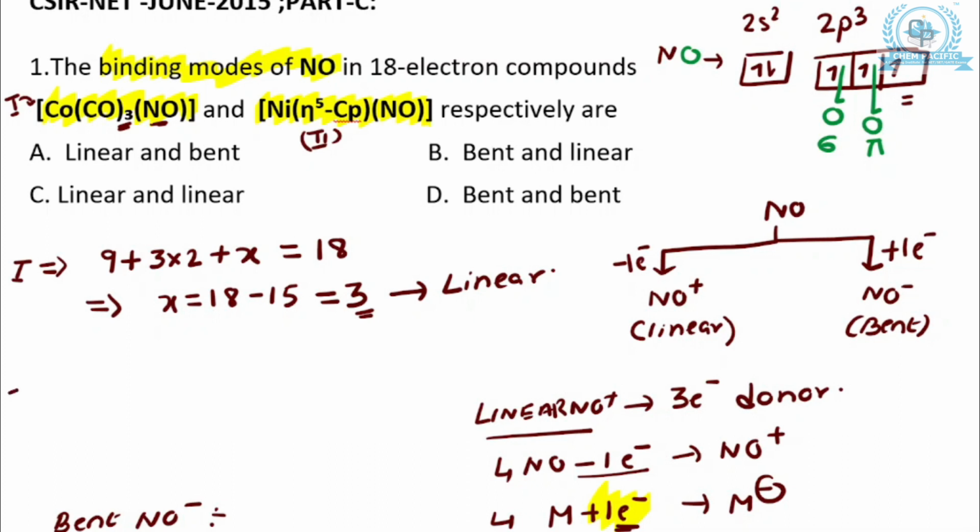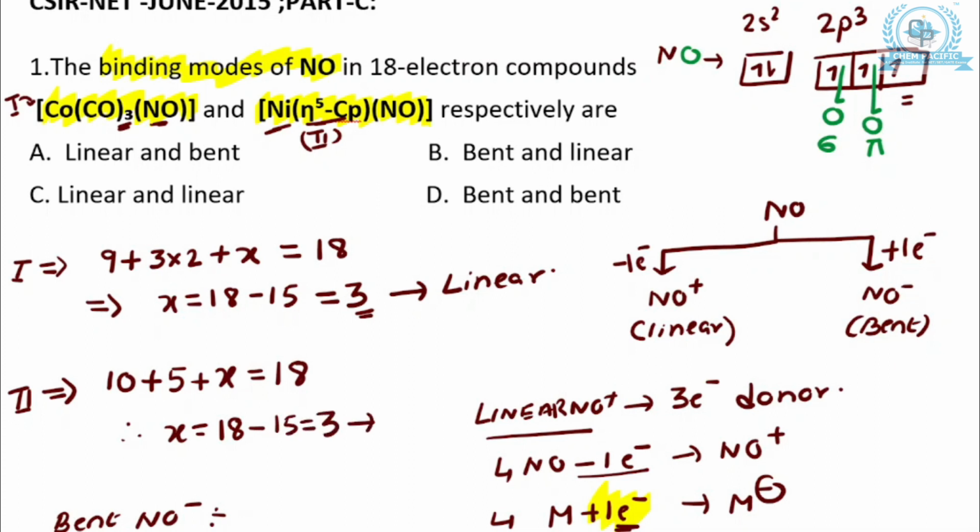Clear? Now let us solve the second one. In the second one, nickel has 10 valence electrons and this is in the eta 5 mode. So it is eta 5 mode, so we have to add plus 5, plus again x. Plus x, that is what we have to find out, is equal to 18, and again x is equal to 18 minus 15, which is equal to 3. So since it is again a 3 electron donor, again the answer is linear. So in this case both the complexes are linear and linear, so the answer is 3.